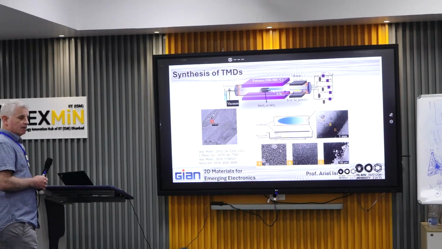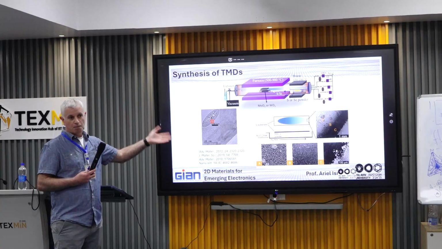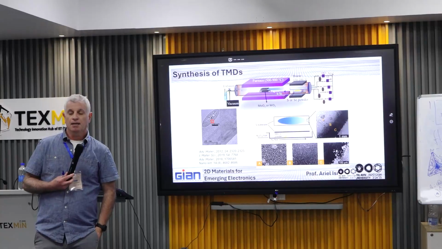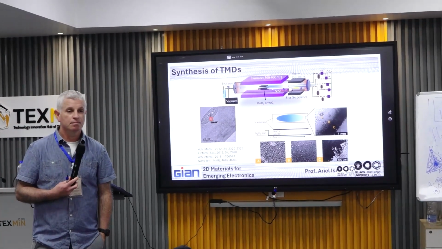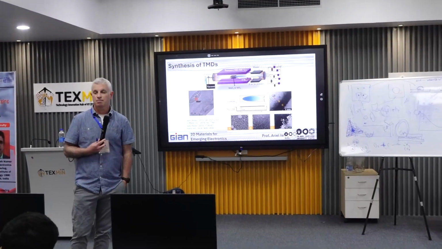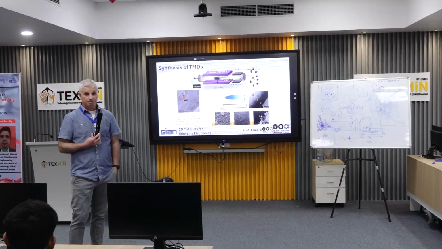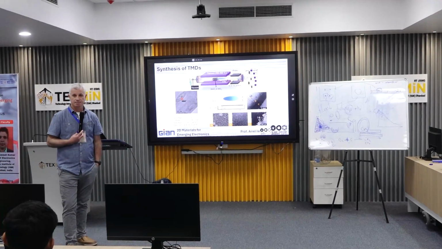But here, another question. Most of the growth by CVD is of Mo- and W-related TMDs, and there are very few works on tantalum, for example, or niobium selenide and sulfide. There are some, but not a lot. Why do you think this is the case?